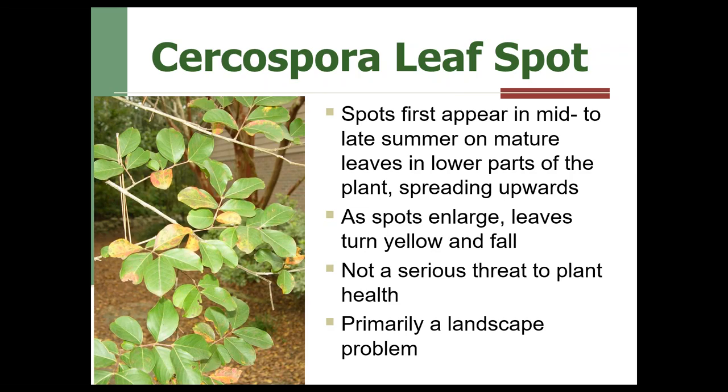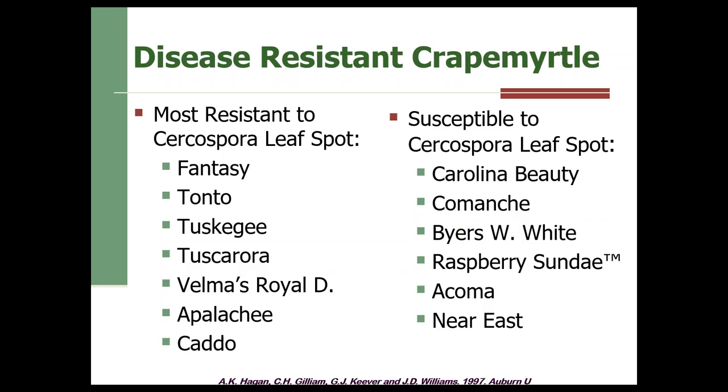There has been some research done on cultivars that are resistant to Cercospora leaf spot, and there are a number that are very good at that, including Fantasy, Tonto, Tuskegee, Apalachee, and Caddo. On the flip side, there are some that are considered very susceptible to Cercospora leaf spot: Carolina Beauty, Comanche, Byers Wonderful White, Raspberry Sundae, Acoma, and Near East. There is a reference there to research done at Auburn that reported this, and they would have a more complete listing of the cultivars that are resistant and susceptible.